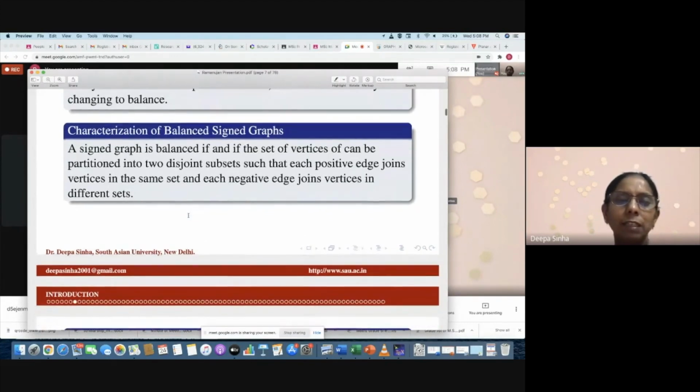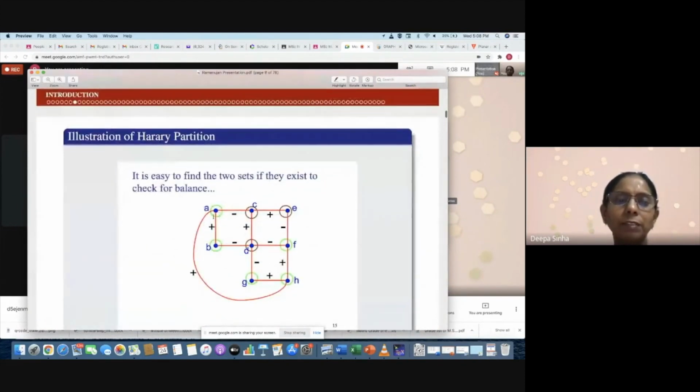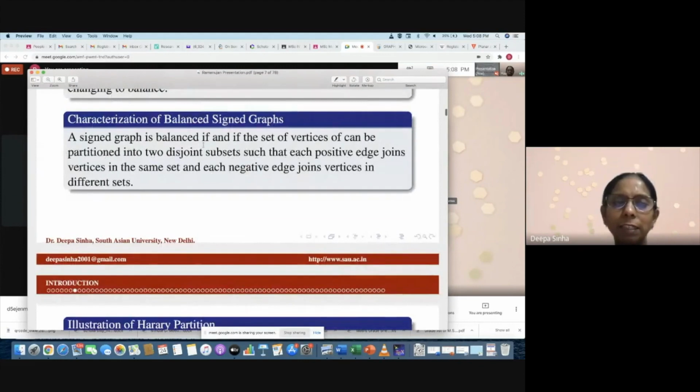That means you will have something like this. This is the graph where the edges have positive and negative weights. Instead of drawing dotted and bold lines, here the signs are given on the edges. So what is balanced? If you can partition the vertex set into two disjoint subsets such that each positive edge joins vertices in the same set and each negative edge joins vertices in different sets.